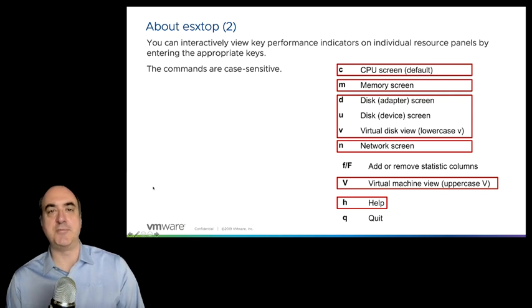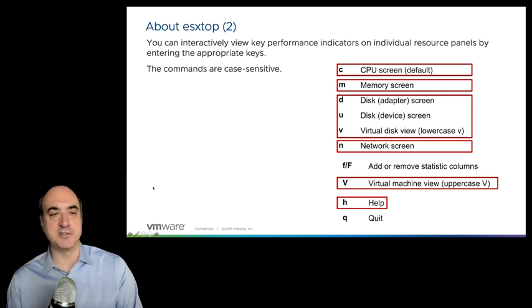Well, inside esxtop, it's basically keystroke driven, right? You press a particular keystroke to change certain things about how esxtop appears. For instance, to change the screens from CPU to memory to network, you hit the appropriate letter. It's pretty easy. C for CPU, M for memory, N for networking. There are the 3 storage screens. There's D for disk adapter, U for disk device, or LUN, and V for virtual disk view. They're all case sensitive, by the way.